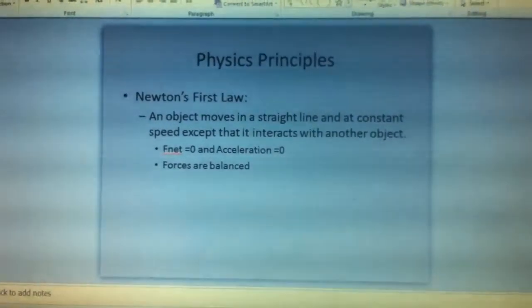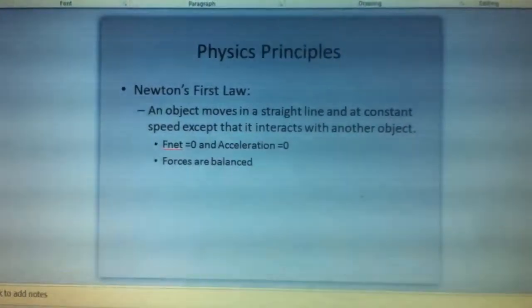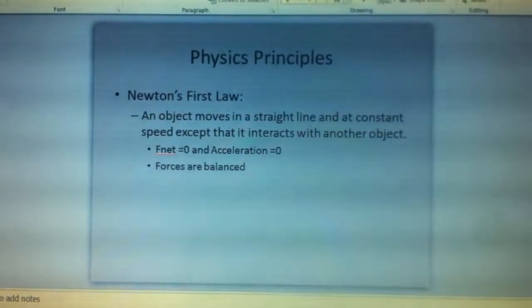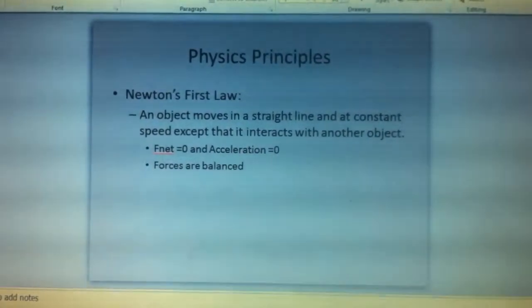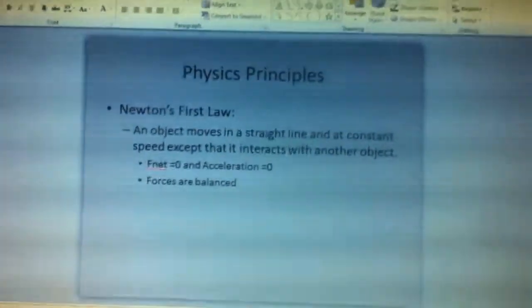An object moves in a straight line and at constant speed unless it interacts with another object. In this scenario, forces acting on an object are opposite but equal. The net force will equal zero, as well as the acceleration. The forces are balanced in this scenario.